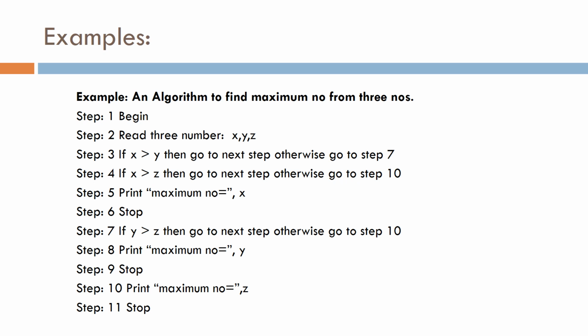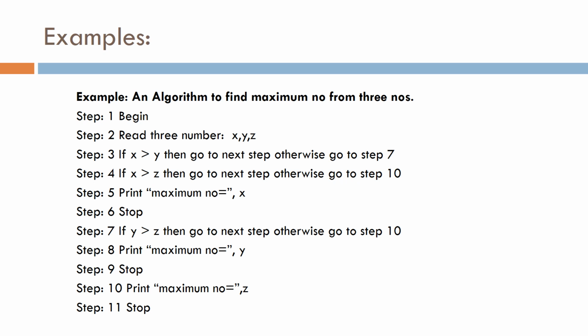So right now we are considering that in step number 3, if x is greater than y, if the condition is true, then go to the next step. So if the condition is true, we are following step number 4. Here we are checking x is greater than z. So in step number 3 we are comparing x with y. Now in step number 4 we are comparing x with z. So if x is greater than z, then go to the next step, otherwise go to step number 10.